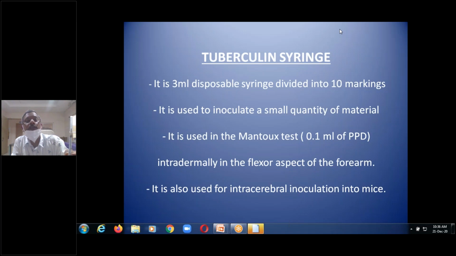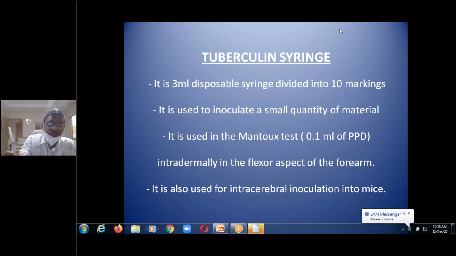It is an antigen. The tuberculin is a crude antigen, and PPD, that is called purified protein derivative, is inoculated into the individual, particularly to do the test. That test is called the tuberculin test or Mantoux test. What is the importance of the tuberculin test or Mantoux test?